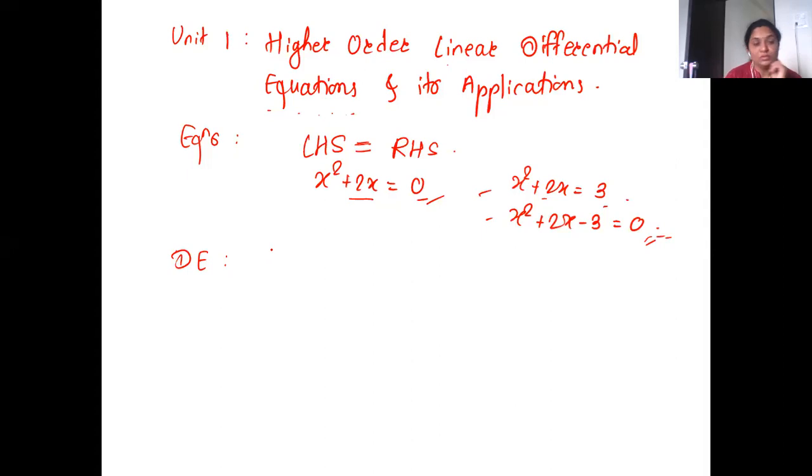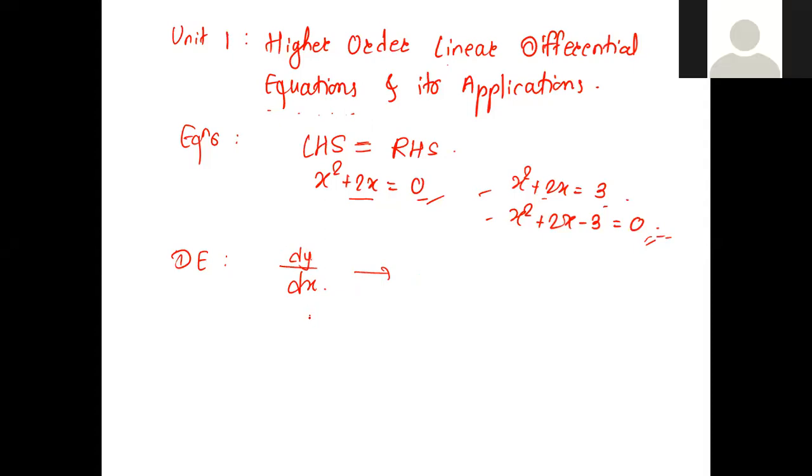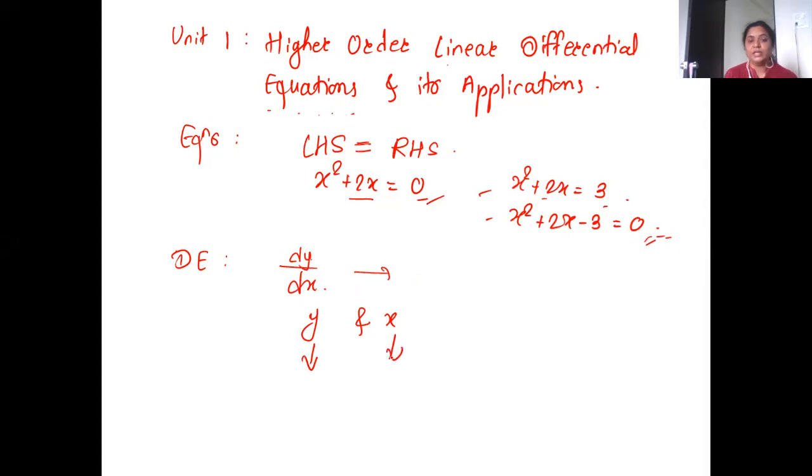So how is the derivative term? d by dx, instead dy by dx. This is a derivative term. This is called a differential operator. So there are two variables, which are two? x and y. So what is that y variable and what is the variable x here? Have you heard about dependent and independent variables? So what is y here and what is x in this dy by dx?